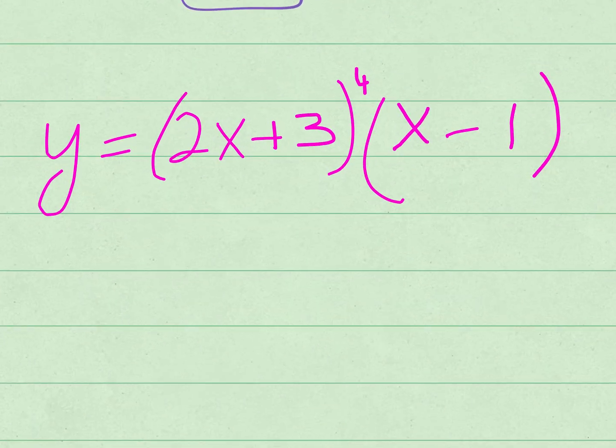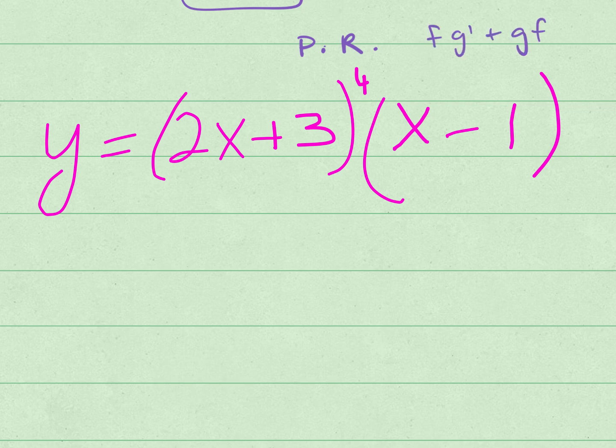Seven. How would we take the derivative? Product rule. So the first times the derivative of the second plus the second times the derivative of the first. So our first is 2x plus 3 to the 4th power times the derivative of the second. What's the derivative of x minus 1? 1 plus the second, so x minus 1, times the derivative of the first.